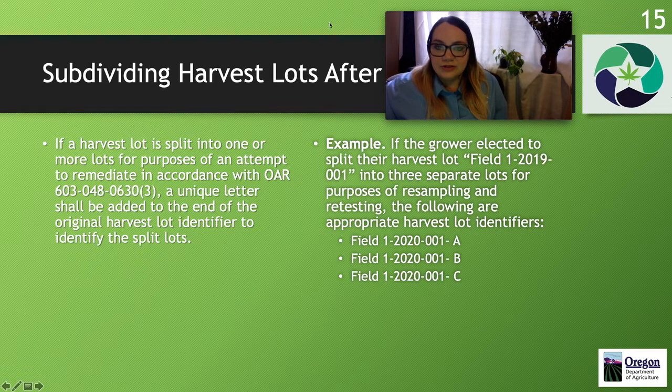If the grower decided to resample and break that failed harvest lot into more harvest lots, so it goes from a production area that someone sampled as a production lot or a harvest lot, and then they would take that failed harvest lot and divide it again into more harvest lots, this is the naming that they should be using on their form. It's the same as a harvest lot designation, just with letters at the end of it.